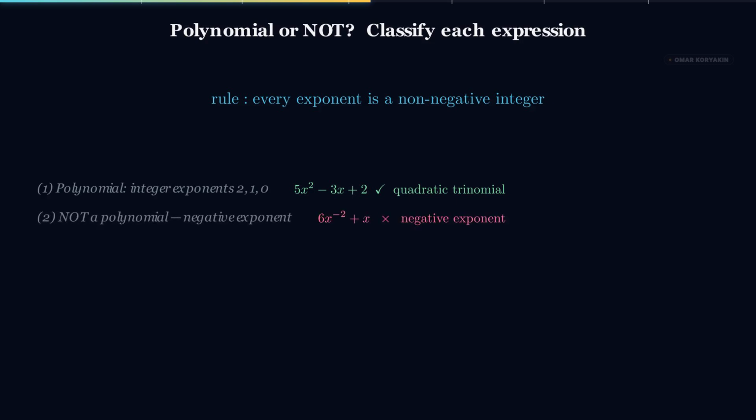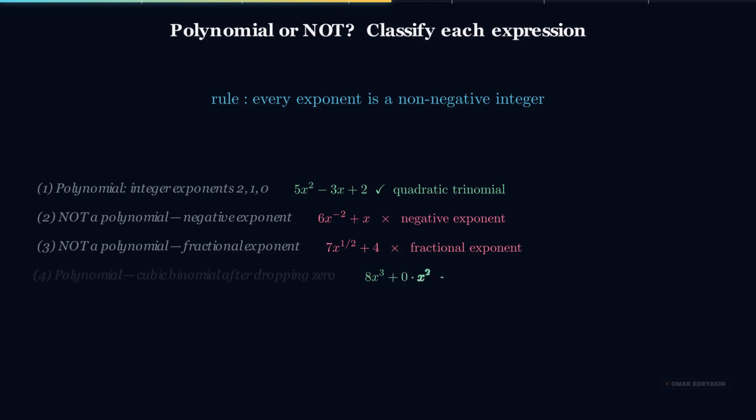Expression 2: 6x to the negative 2 plus x. The negative exponent disqualifies this from being a polynomial. Negative exponents are not allowed in the polynomial definition, so the expression is rational rather than polynomial. Expression 3: 7x to the 1/2 plus 4. The fractional exponent x to the 1/2 is the same as square root of x, which is also disqualifying. So this is not a polynomial. It is a radical expression, which we covered in section 10.